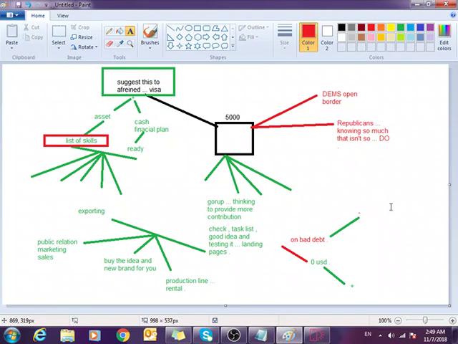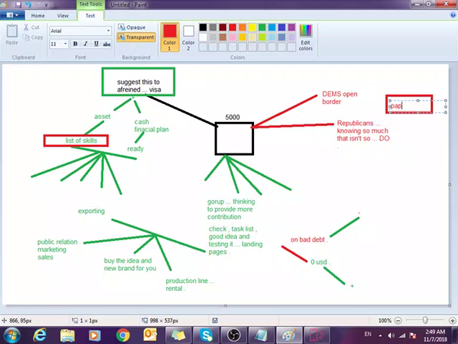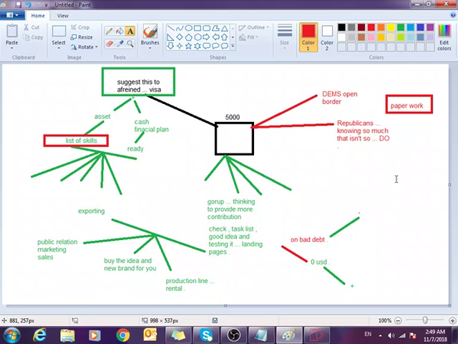This is China, this is UK, this is America. Now the funny part is for UK. Now, we said here Republican and Dems, okay? Dems here, same story, open border. Now, let me say something here. When we say paperwork, it's like talking with aliens. Paperwork, if you say paperwork, it's like talking with somebody who doesn't exist in the real world. And this is suggested to our friend, the visa.